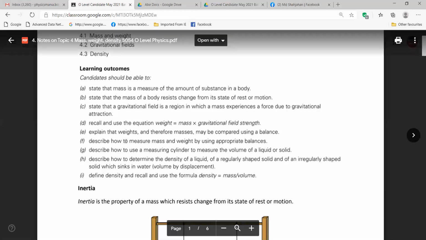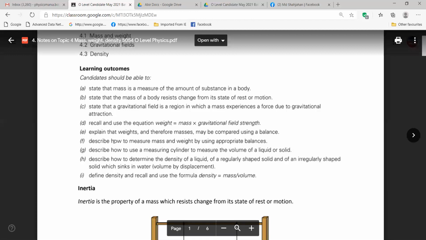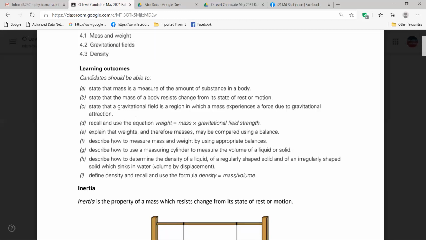This learning outcome is how to measure mass and weight using an appropriate balance. So this one is also done, right? E and F both are done. This is very easy. Now we are going with these two, C and D.